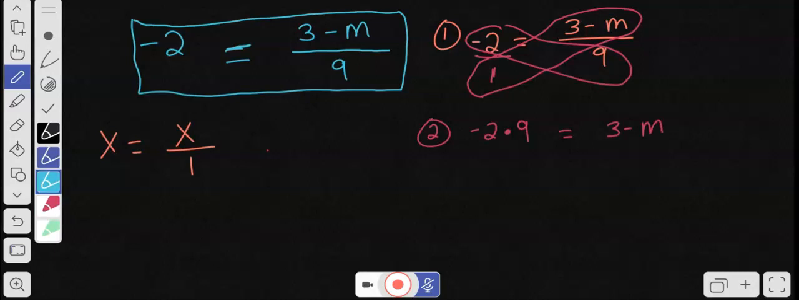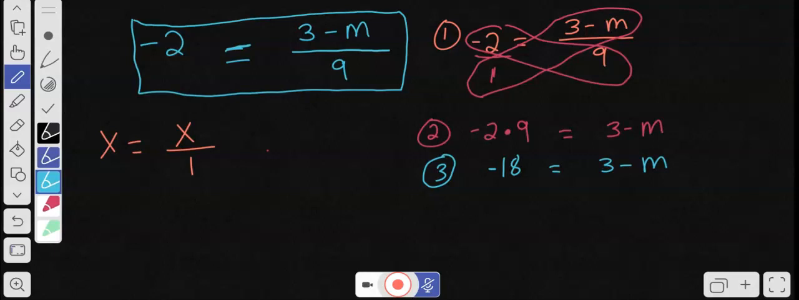So negative 2 times 9, knowing and checking our math facts, is not simply 18, it's negative 18, because a negative times a positive is always a negative. And it's equal to 3 minus m. Now it looks a lot simpler to deal with. So we enter the third step.